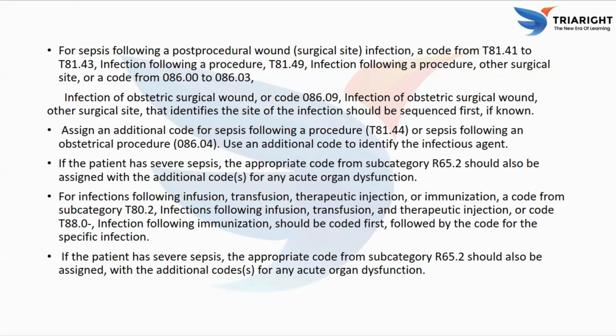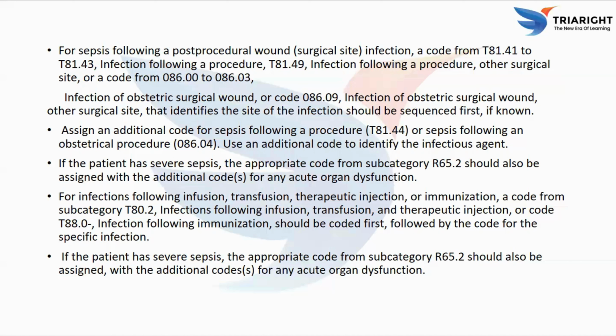Next, sepsis following a post-procedural wound infection. This refers to infections in surgical sites leading to sepsis. What is the coding rule? You have to use a code that identifies the type or site of the surgical wound infection first. You assign T81.41 to T81.43, infection following a procedure of various surgical sites, and T81.49, infection following a procedure, other surgical site. Also O86.00 to O86.03, the category for obstetric surgical wound infection, and O86.09, other obstetric surgical wound infections.